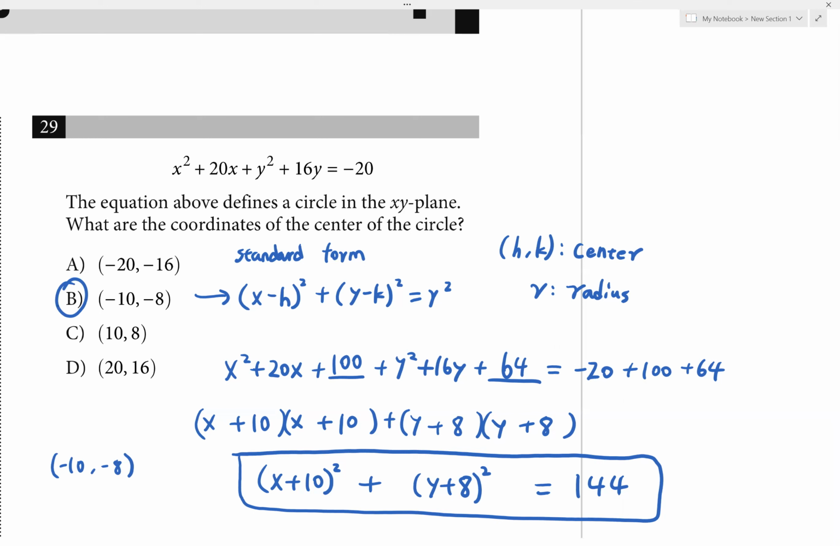If they asked about the radius, then the radius will be the square root of 144, and 144 is r^2. So for the radius, we take the square root of that, which should be 12. So for this type of question, we have to complete the square, convert it to the standard form, and then they will either ask about the center or the radius.